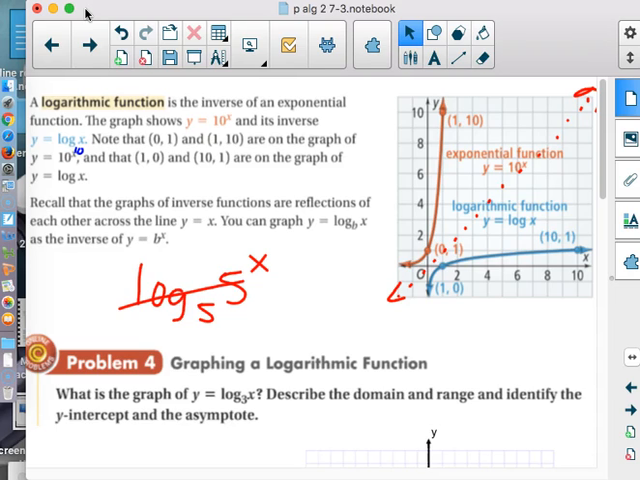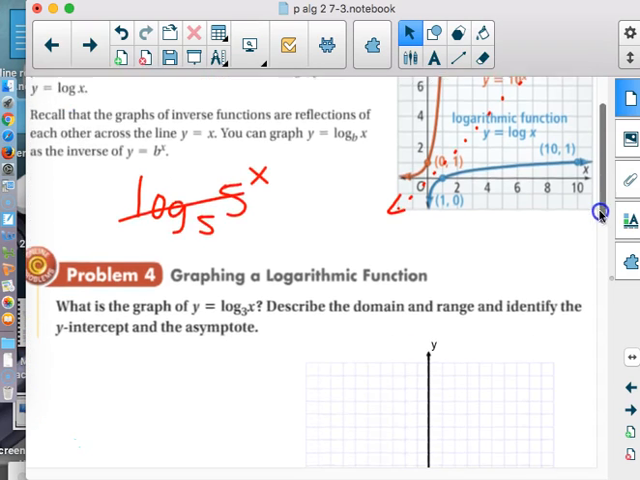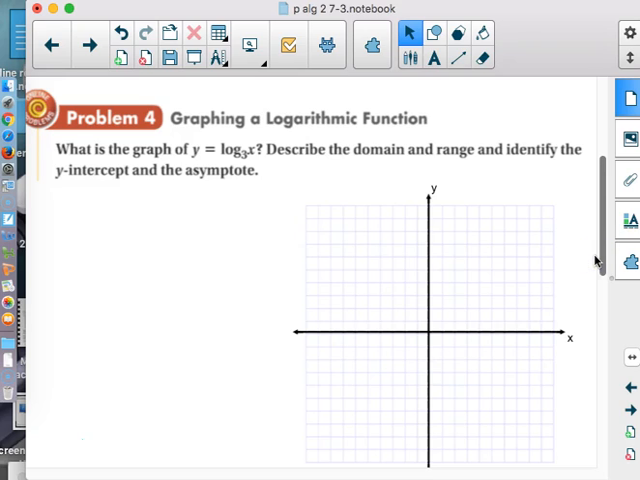That's part of our objective that is covered up there at 7.3, where it says write and evaluate logarithmic expressions and then graph logarithmic functions. And as long as we understand them, it goes super fast. It really does, because they are such perfect inverses of those powers. So this says we're going to graph a logarithmic function. What is the graph of y equals logarithm base 3 of x? Describe the domain, range, identify the y-intercept, and the asymptote. It's brand new to us.